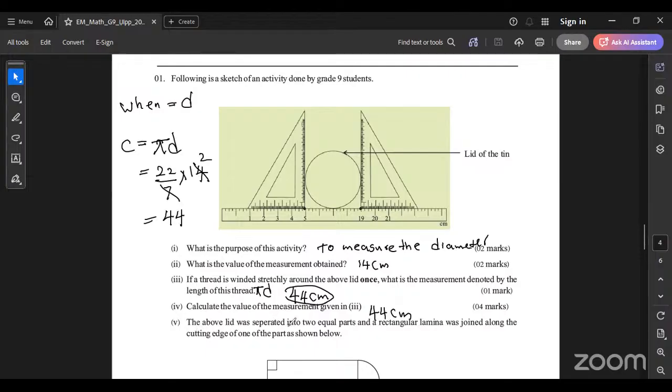The lid was separated into two equal parts and a rectangular lamina was joined along the cutting edge of one part as shown below. We'll see.